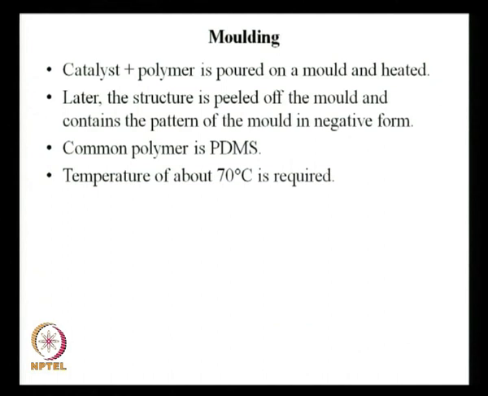Now, molding process means that it is done with a polymer which has a lower melting point. Typically, the temperature is about 70 degrees centigrade, and PDMS is the common polymer. Now, catalyst plus polymer is poured on a mold and heated. Later, the structure is peeled off the mold, so that the pattern forms. In this process, the polymer in its molten state is poured on the mold.